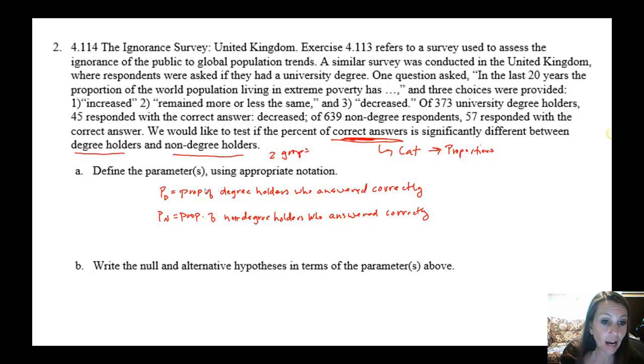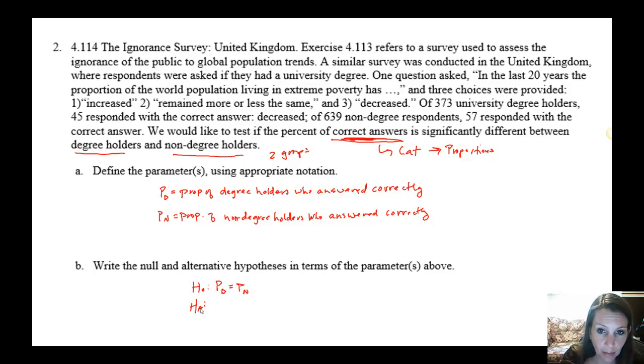Okay, so now I've defined my parameters using correct notation. I've given the notation for those parameters and I've defined what they mean. Next, I want to write the null and alternative hypotheses in terms of these parameters. So I have the null hypothesis and the alternative hypothesis. The symbol that always goes in the null hypothesis is the equal sign. So since I'm comparing two proportions, I would say that PD is equal to PN.